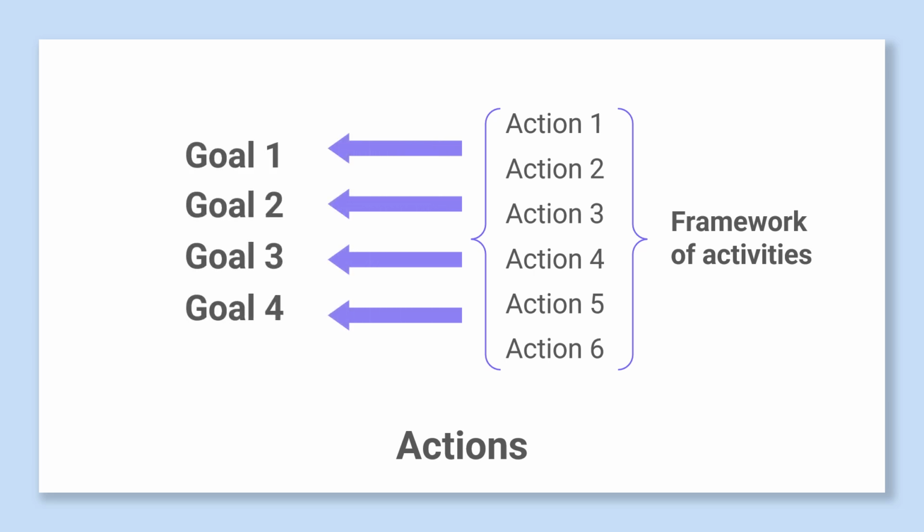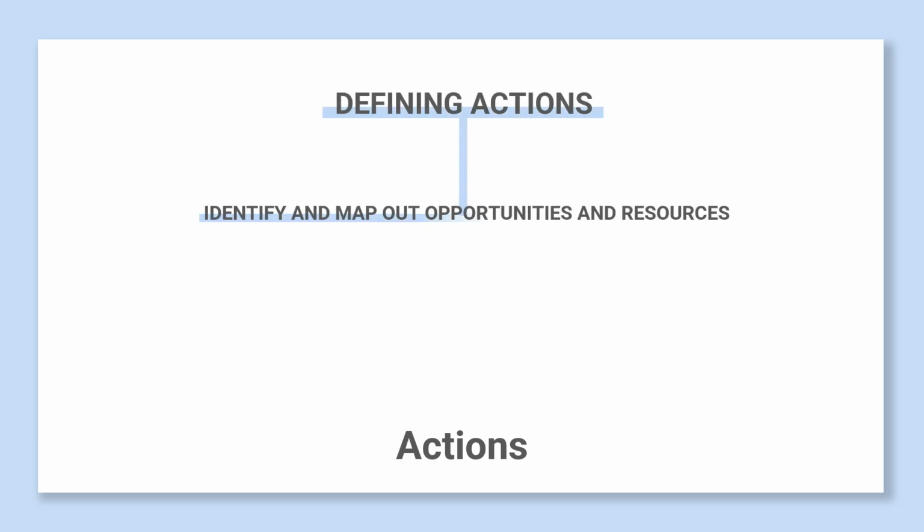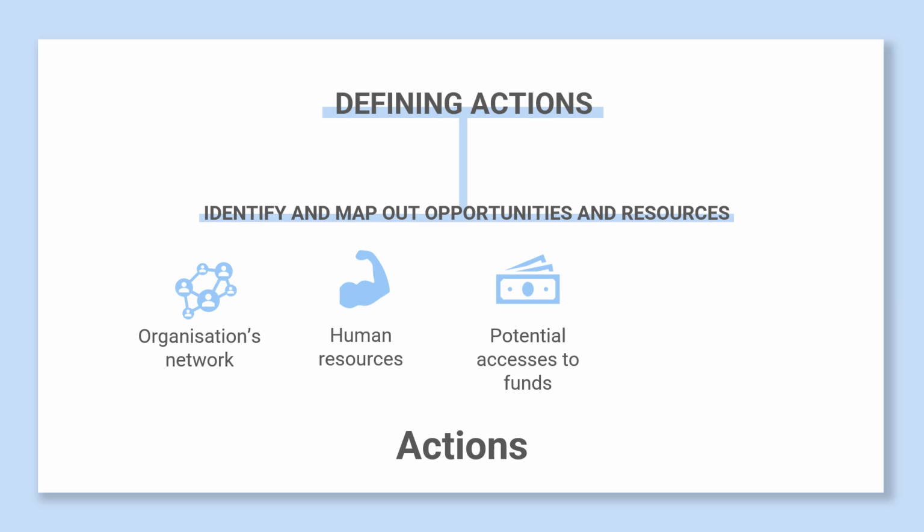Essentially, a broad framework of activities your organization will engage in to address its goals. By broadly defining actions within your organizational strategy, you can identify and map out the opportunities and resources available to your organization for achieving its vision, including your organization's network, its human resources, and its potential access to funds. Furthermore, it can help you to prioritize your tasks and activities.